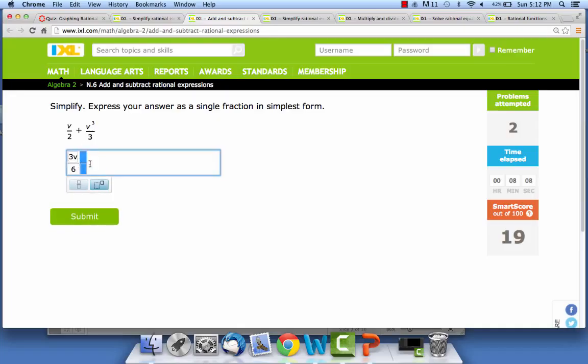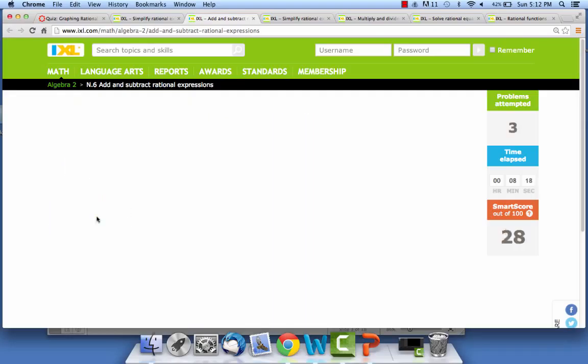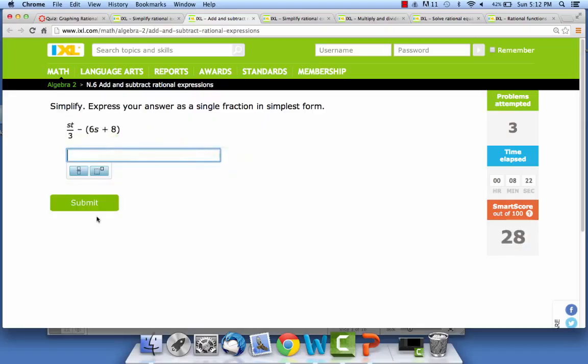So, okay, st over 3 minus 6s plus 8. Okay, so with this, we've got the common denominator of 3 because this is just 1. So I need to multiply by 3 here, and I need to multiply by 3 up there.